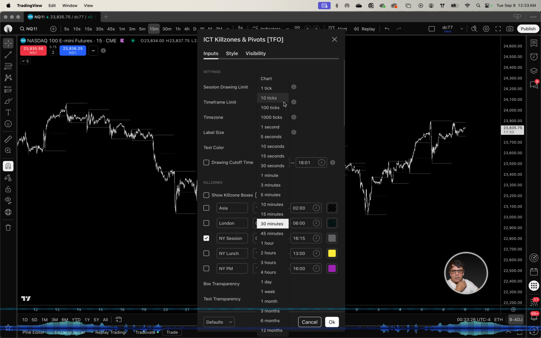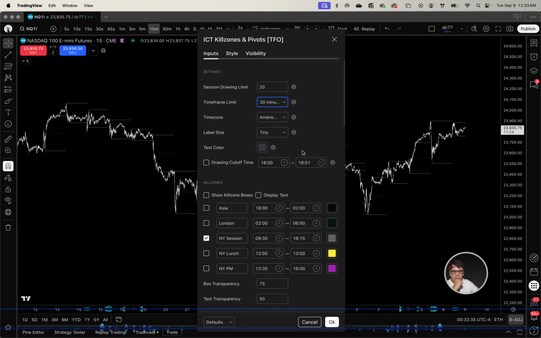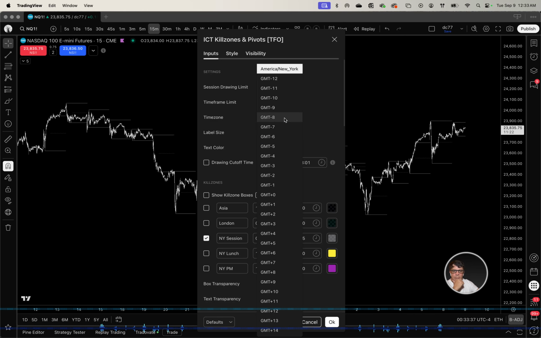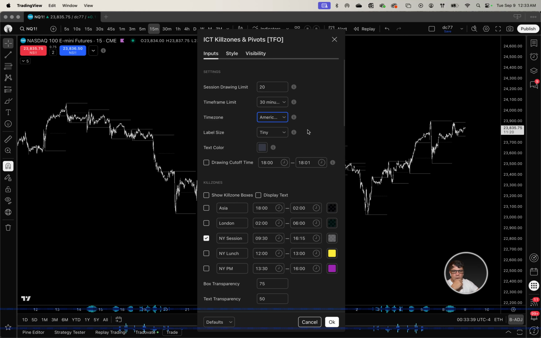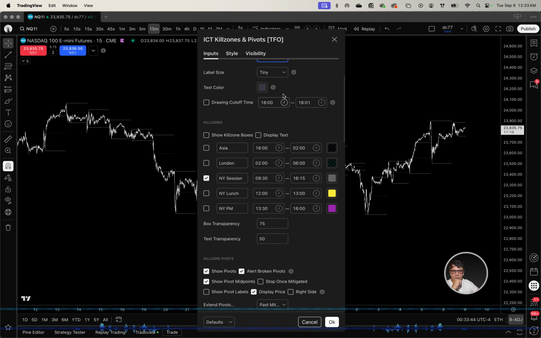Okay. Time frame limit 30 minutes. I'm a little torn. Regardless, leave it at 30 minutes for now. America, New York, always. Labels tiny. I don't care. I don't look at the labels. Text, whatever. Drawing cutoff times. Look, for now, New York session.